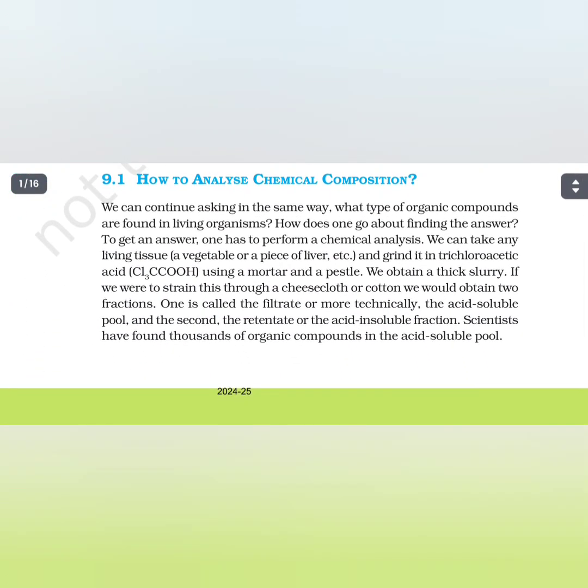How to analyze chemical composition? We can continue asking in the same way, what type of organic compounds are found in living organisms? How does one go about finding the answer? To get an answer, one has to perform a chemical analysis. We can take any living tissue, a vegetable or a piece of liver, etc., and grind it in trichloroacetic acid using a mortar and pestle. We obtain a thick slurry.